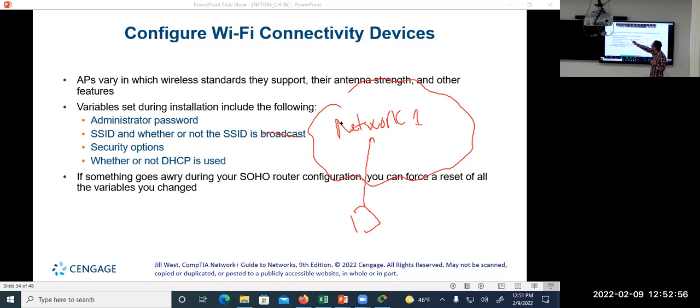But you can disable the broadcast. Then if you want to access it, you have to manually enter the network name, which is network 1. You have to manually enter it. Also, you have the security option. For security, you can set the password, or you can work with the access list. Now think about this one.